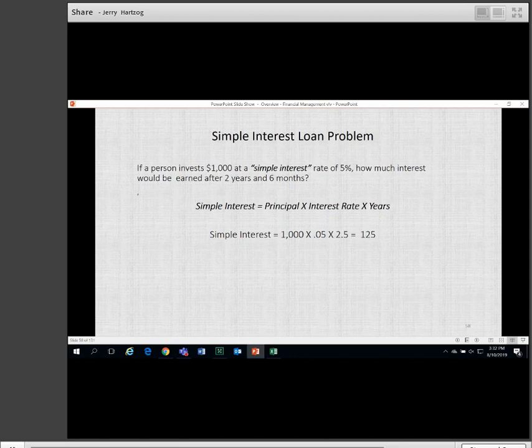One other variation is the, quote, simple interest problem. A person invests $1,000 at a simple interest rate of 5%. How much interest would be earned after 2 years and 6 months? Well, first of all, always look for the words simple interest. If they're not in there, you don't use this formula. It's only for simple interest. And it's pretty straightforward: principal times interest rate times years. At a $1,000 principal, the interest rate is 0.05, and 2 years and 6 months is 2.5 years. So we get $125.